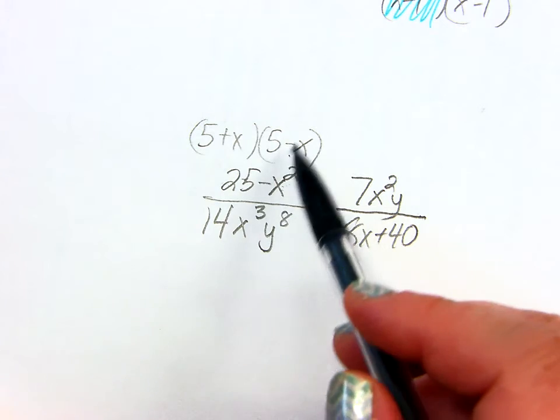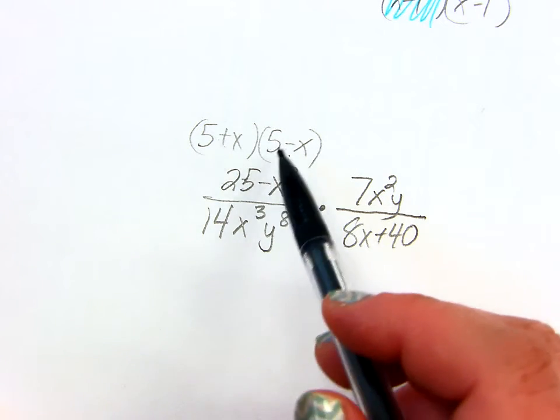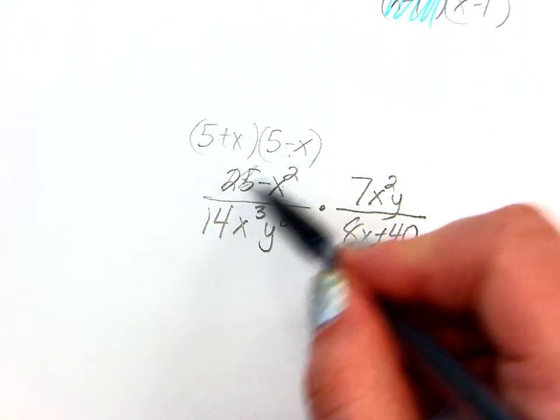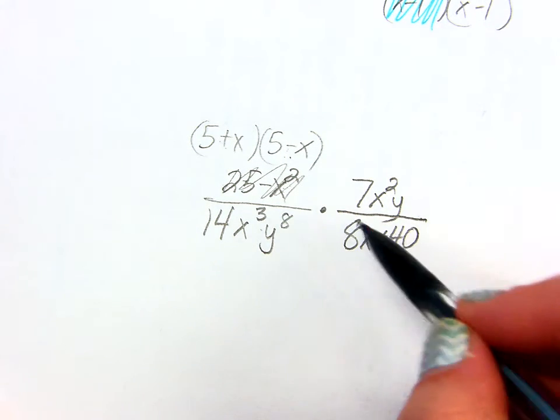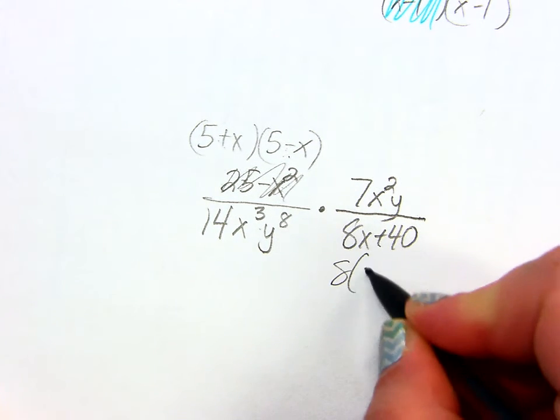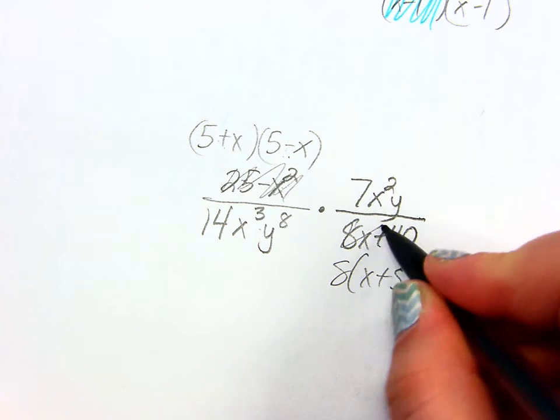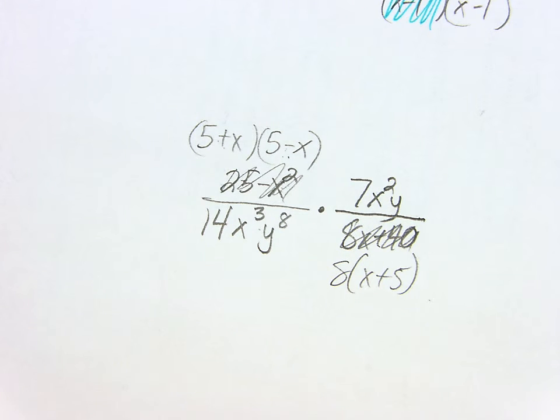So this thing does split up into these two. All right, so that one's done. Nothing to do, nothing to do. Here I can take out an 8x plus 5. All right. Now we're here. What can I cancel? Do I have any binomials that cancel with each other?